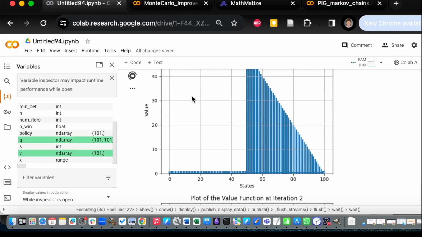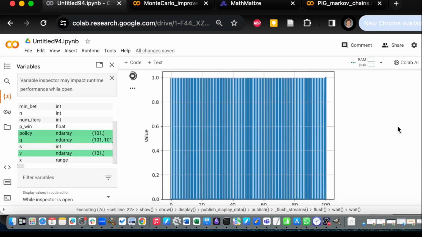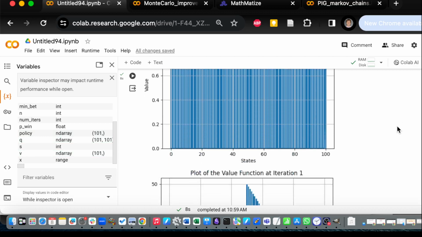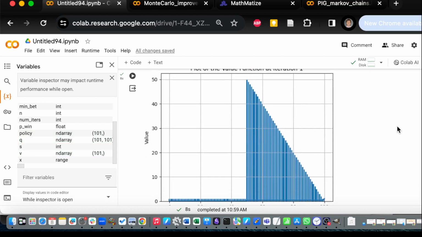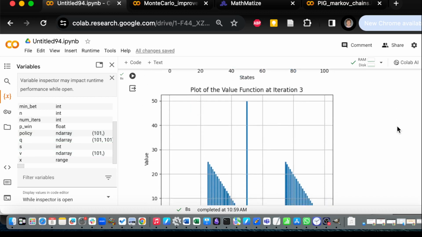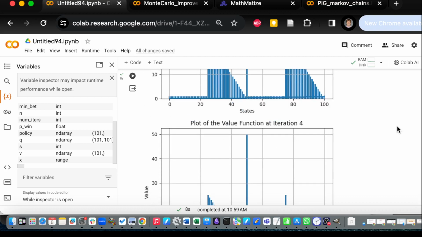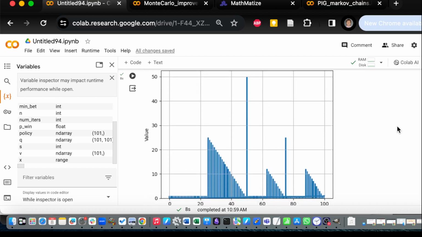Ooh, okay, very nice. All right. Okay, so here's iteration 0, always bet 1. Here's iteration 1, bet 50. Here's iteration 2, more bet 50. Oh, this is cool. This is doing some weird stuff. Okay, so this is looking pretty good, exciting.